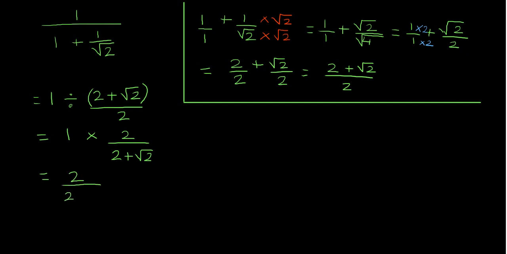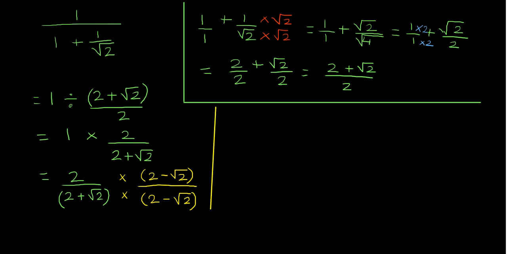The problem is my denominator is an irrational number. Let me just put this in brackets. So in order to convert this into a rational number, I need to multiply it by its conjugate, which is 2 minus root 2, top and bottom. Okay, I'm going to draw another line and we'll continue on the other side, yeah? So we just carry on the other side of this line.